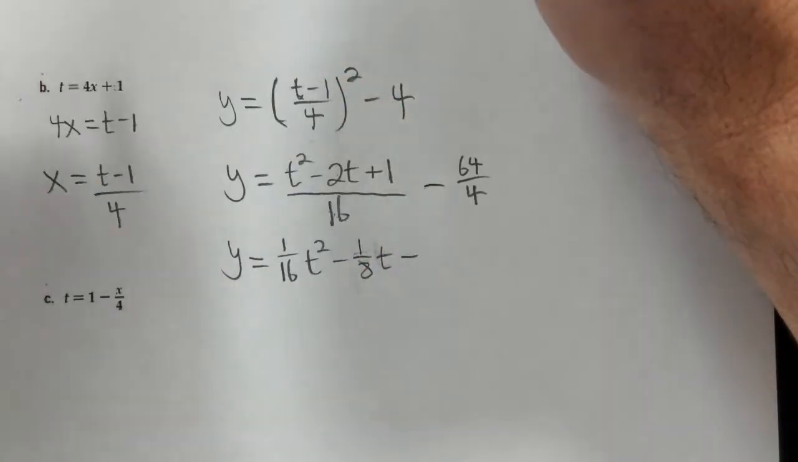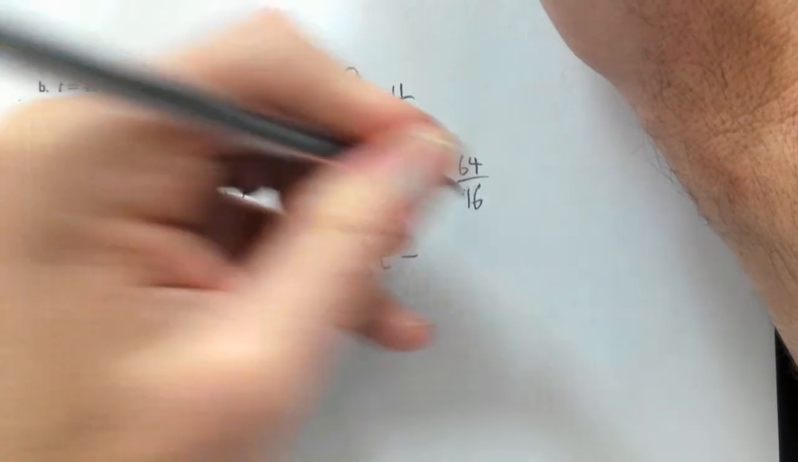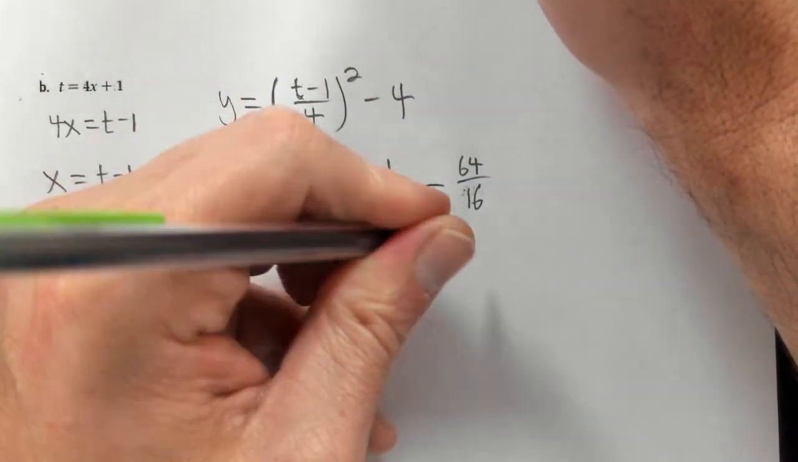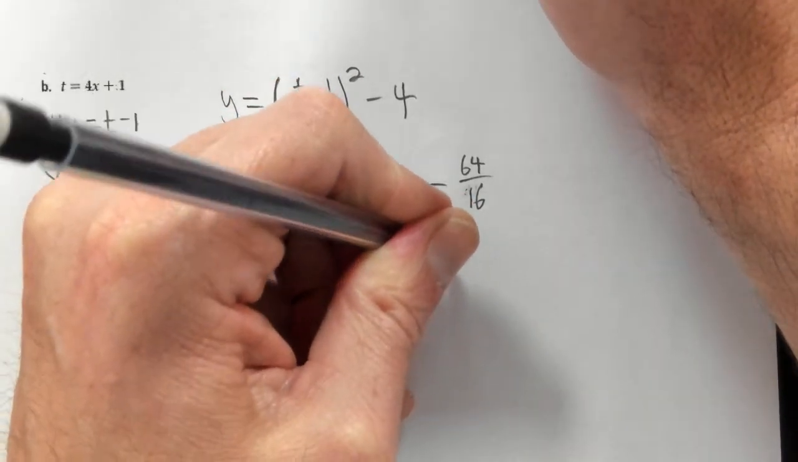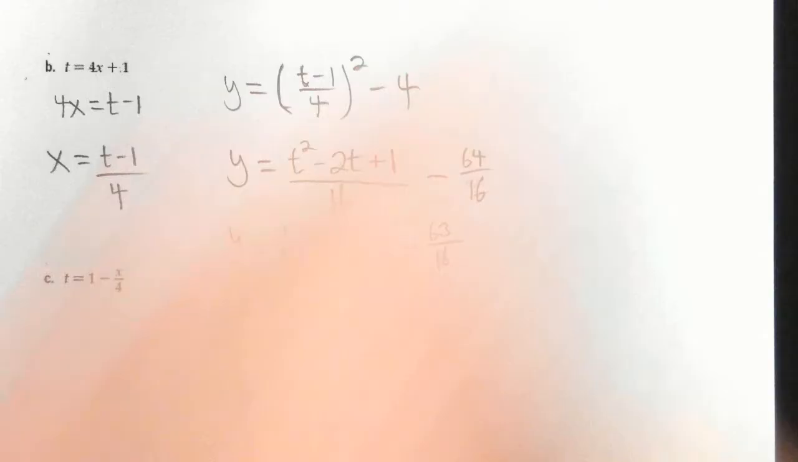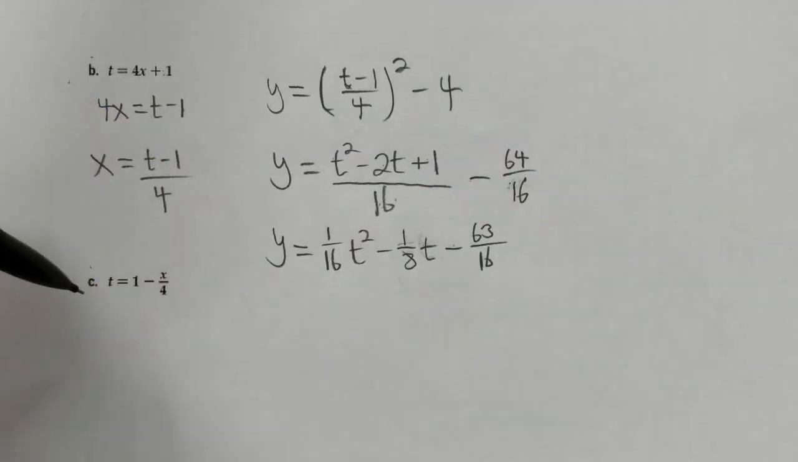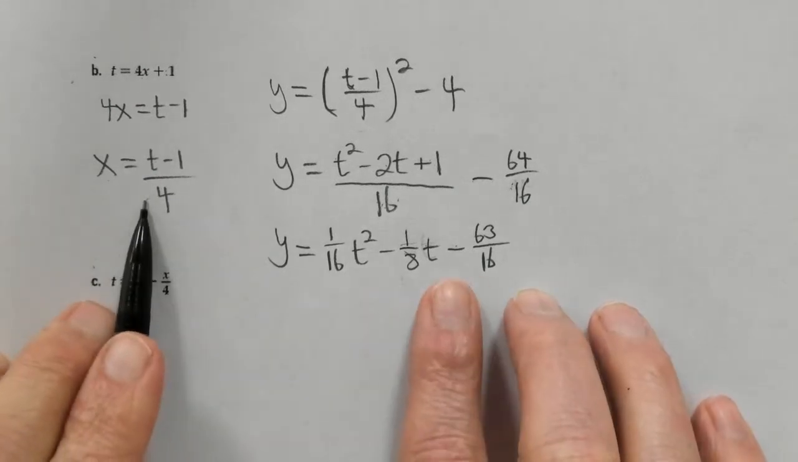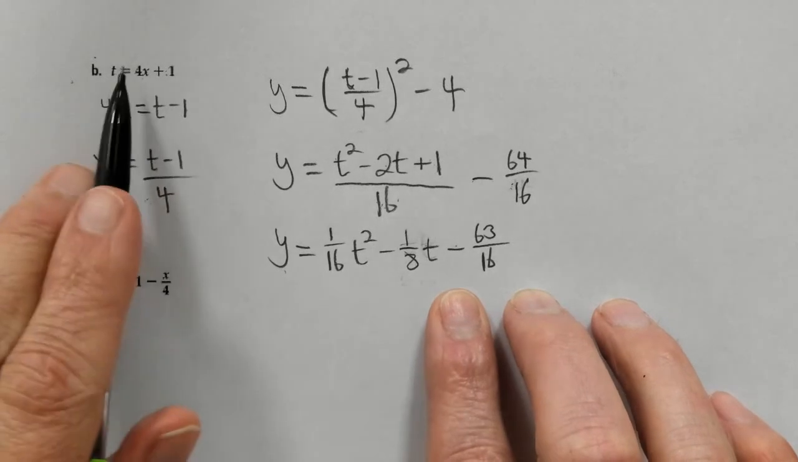Minus 64, and I put 4, that's actually 16. Need to change that. So 1 over 16 minus 64 over 16 is minus 63 over 16. And that is the simplified form of the parametric equation for y. So these are your two parametric equations, one for x and one for y for this parameter.